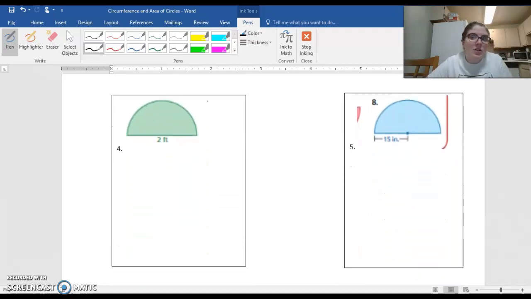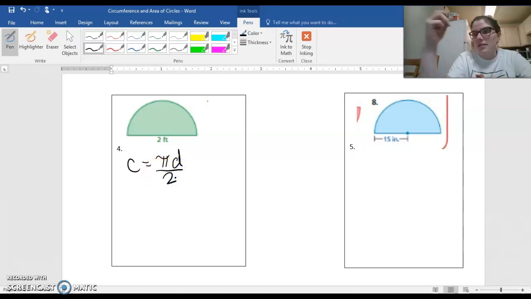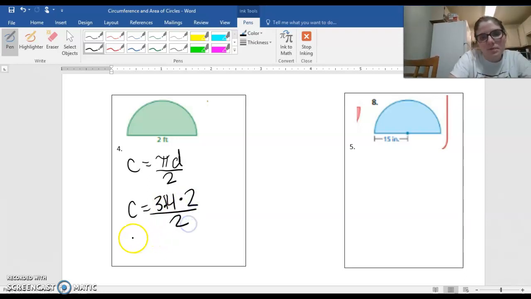Last but not least, they can also give you a semicircle. Here they give you the diameter, so we're going to use circumference equals pi times diameter. We're going to divide it by 2 since it's a semicircle. So you're going to have the circumference equals 3.14 times the diameter, which was 2, divided by 2. So you're going to get C equals 3.14.